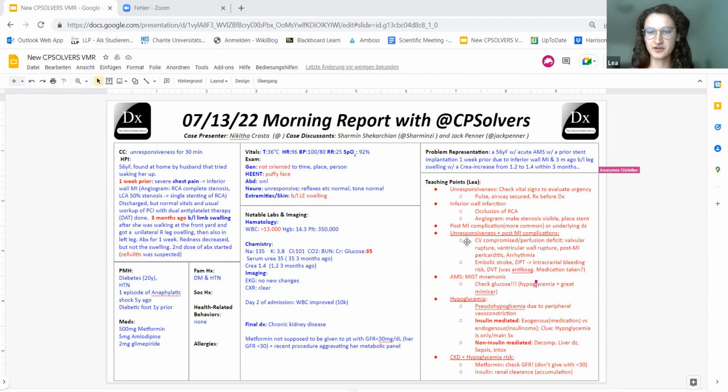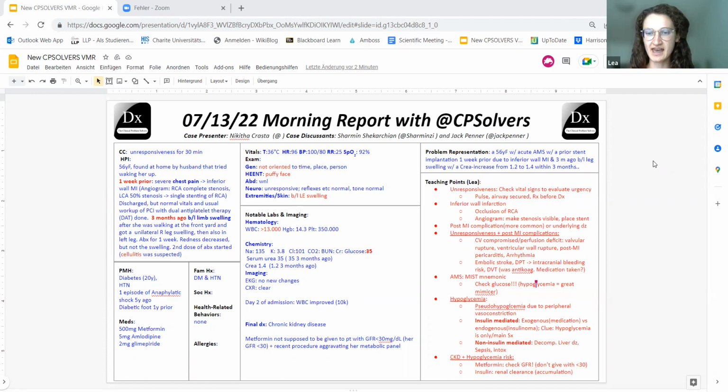And then, continuing with hypoglycemia, we had pseudohypoglycemia. That is where we have a wrong result of the test due to peripheral vasoconstriction. What can be helpful is to separate hypoglycemia into two buckets: insulin-mediated and non-insulin mediated. For the insulin mediated, you can think of exogenous causes like medication, for example, and endogenous causes that increase insulin. And also a pearl that Jack shared is that it can be a clue for an insulin mediated process if the hypoglycemia is the main symptom in this case.